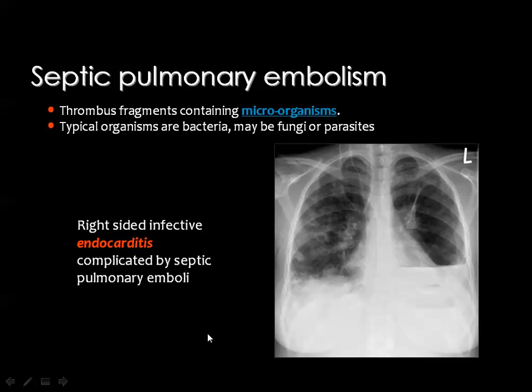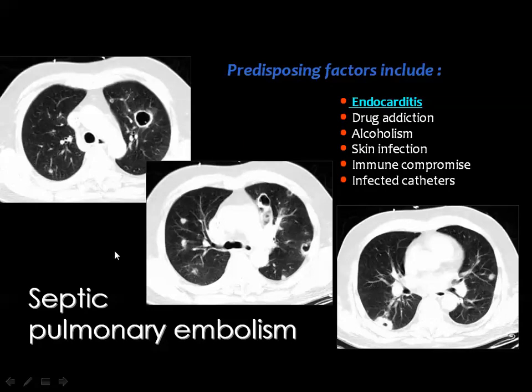The showers of emboli will reach the pulmonary circulation and will result in multiple pulmonary nodules, which will show some cavitation. And these are the predisposing factors for septic pulmonary emboli. The major issues are infective endocarditis, drug addiction, alcoholism, skin infection, immune compromise, and infected catheters, like the central venous line, for example. Then septic emboli will appear like abscesses in the lung.